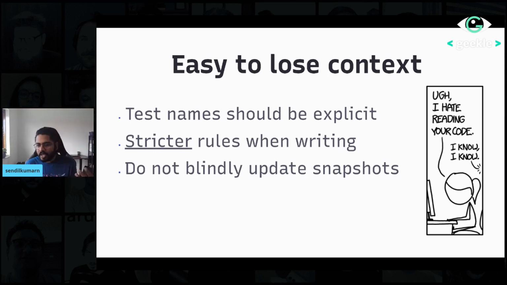So a few things that we have to do: make the test names very explicit, make sure that they're precise and do what is required. Have some stricter rules when writing the test cases, and also stop blindly updating the snapshots, because updating a snapshot or updating a test is much simpler. You just have to say -u, but you have to understand what is happening, what are the changes that go into effect when you're doing that. So do not blindly update the snapshots.